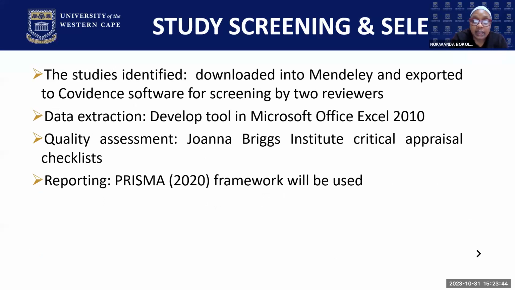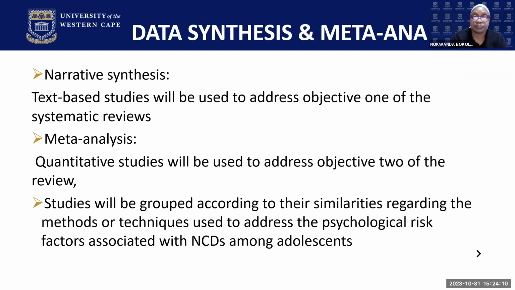Study screening and selection. Studies identified will be downloaded into Mendeley and exported to Covidence software for screening by 2 reviewers. A tool will be developed in Microsoft Excel for data extraction, and for quality assessment, the JBI critical appraisal checklist will be used, and for reporting, the PRISMA framework will be used.